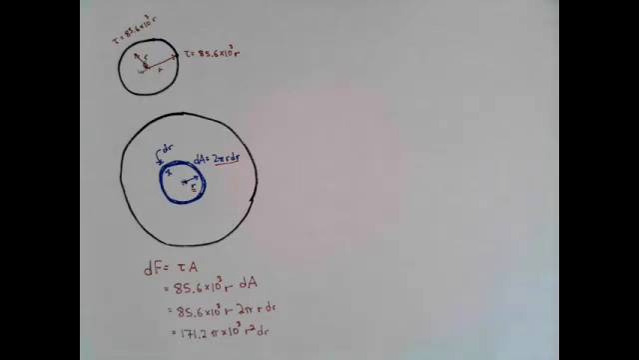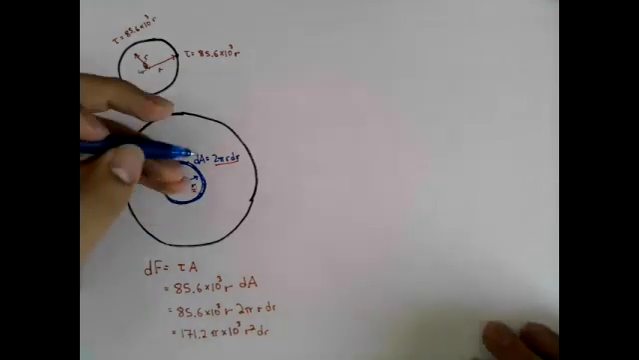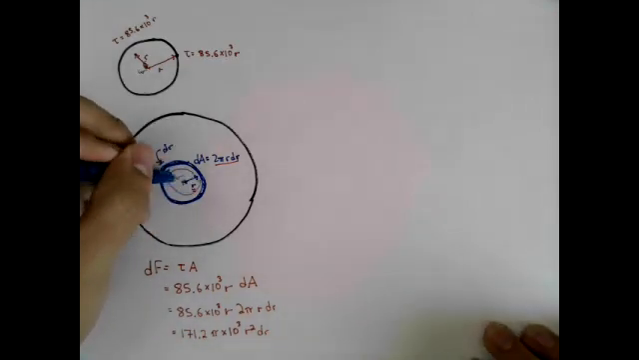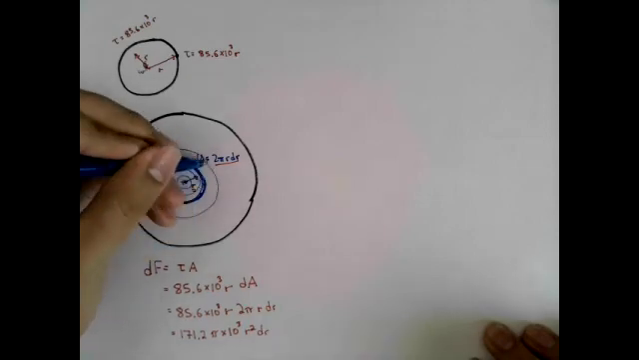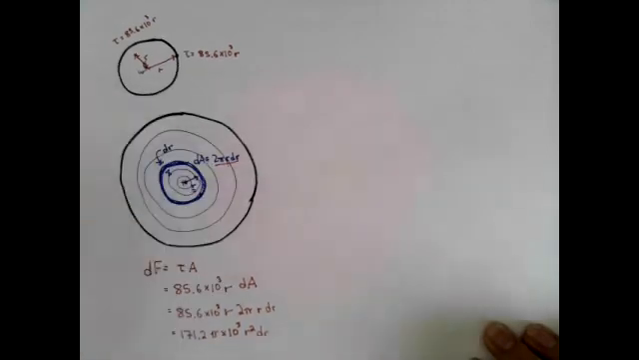If we want a differentially small force, that's just for this element, but we need to add all the tiny dF's at every element. So not just this tiny element, but at this element, and this element, and this element, and every single element in this disk. Now that means we have to add up an infinite number of values, but of course, we don't want to do that. Instead, what we're going to do is we're going to integrate.